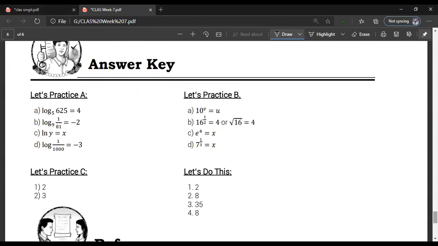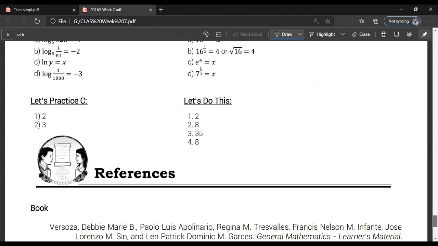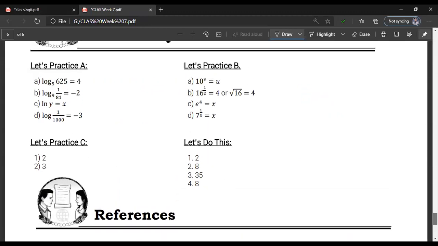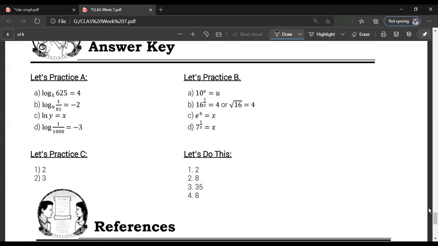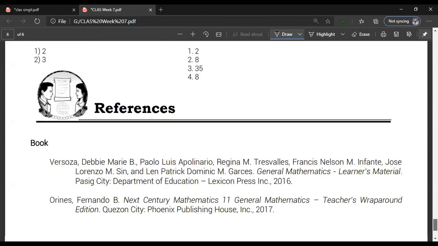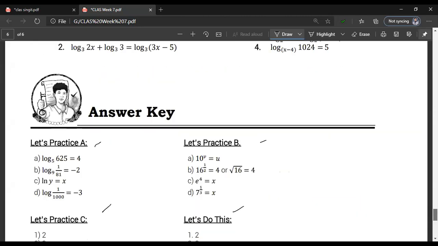Ay, class, ito, wag nyo na ipasa, class, ha. Ulitin ko, ang class natin, itong module class, yung mga let's practice, let's do this, wag nyo na ipasa. Kasi may answer key. Yung isasabit nyo sa akin class is yung learning activity sheet. Okay?